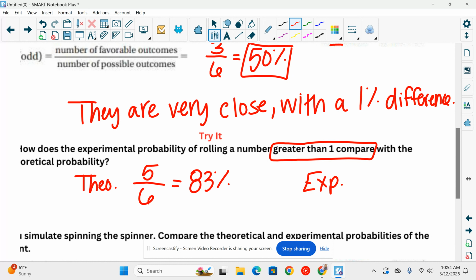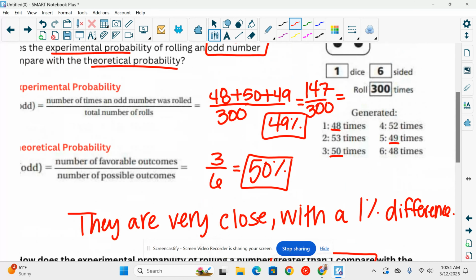Okay? Now we're going to look at the actual experiment itself. How many times did we roll it? What was the total amount of trials that we did? 300. We did 300 trials. Of those 300 trials, how many of them were greater than 1? There are 5 numbers, but how many times did you roll each number? 53, 50, 52, 49, and 48.